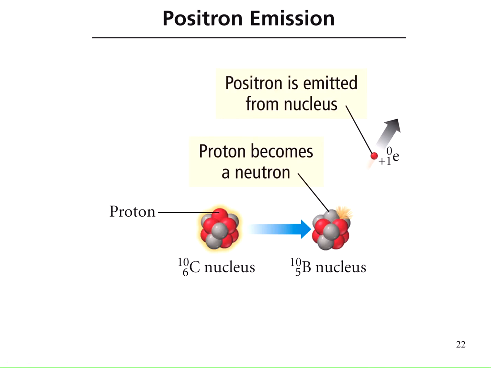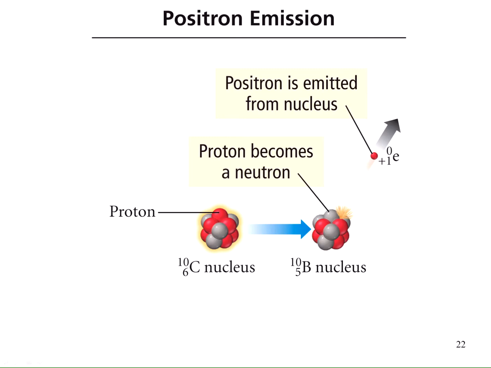Okay, next we want to look at positron emission. In positron emission, a positron is emitted from the nucleus. And this is an instance where a proton becomes a neutron. So if we're looking at carbon-10, we go from carbon, which has 6 protons, to boron, which has 5 protons. So notice that the mass number is staying the same, but one of those protons has become a neutron.